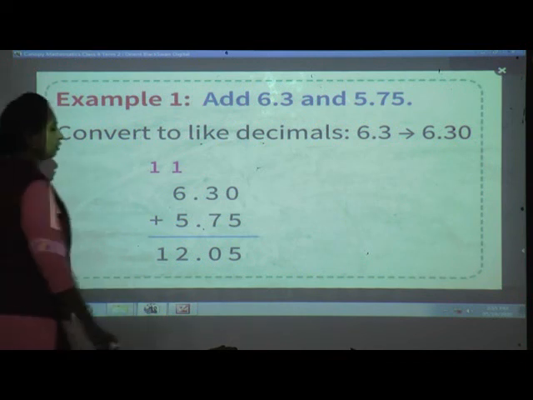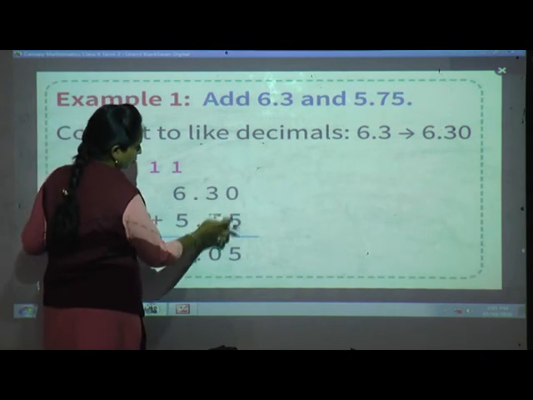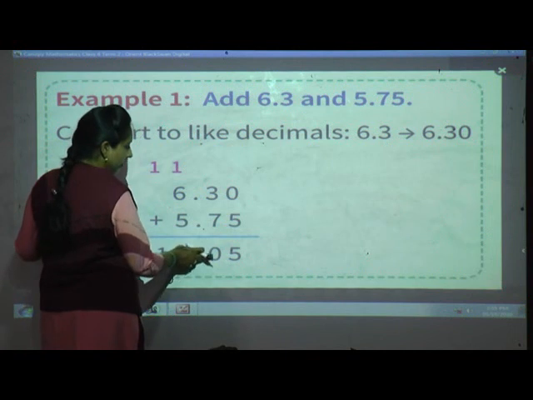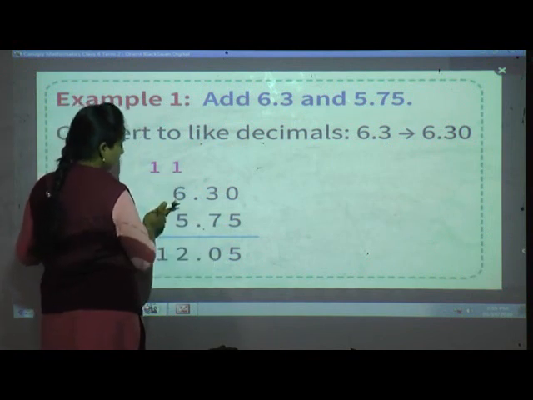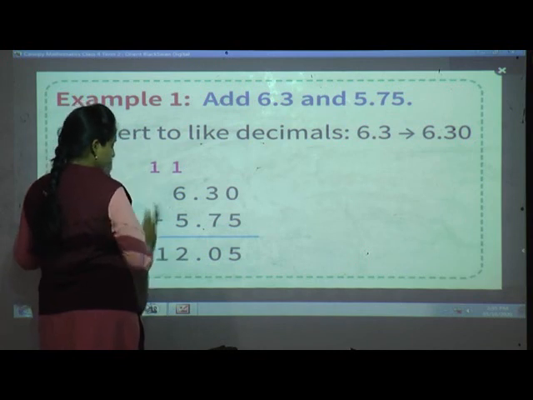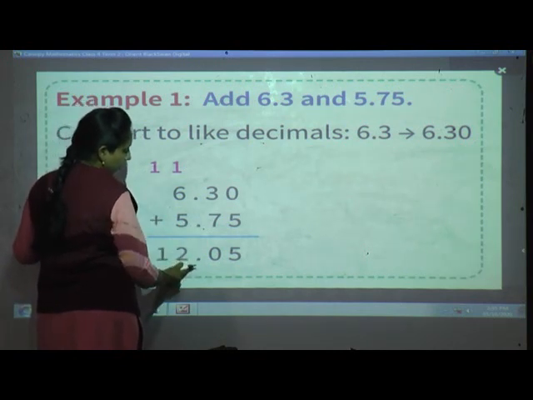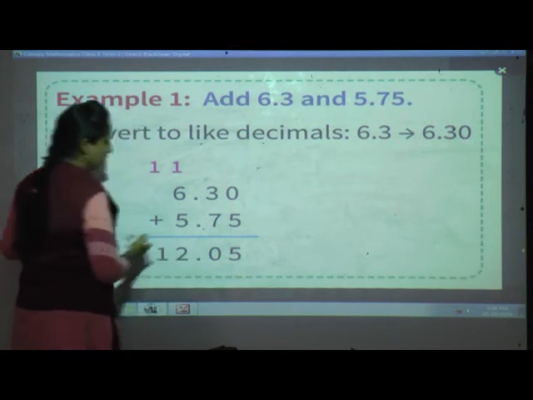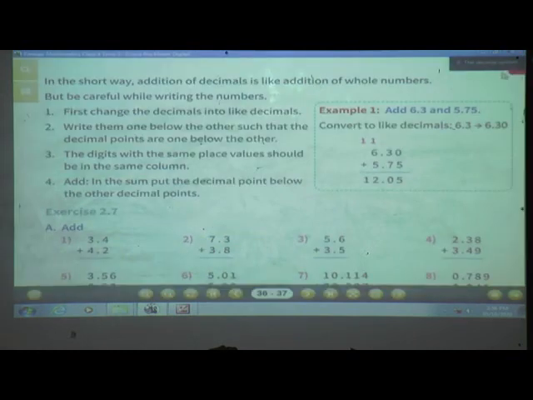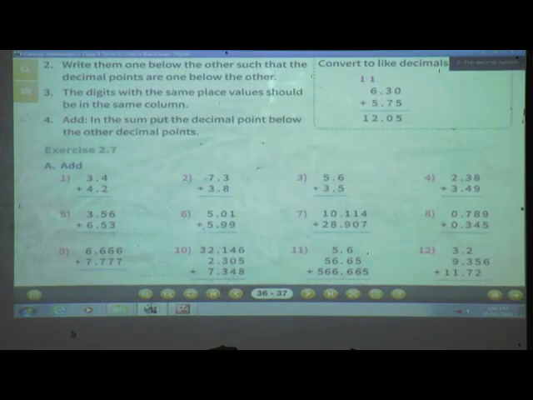Then what you have to do? You have to add the numbers. 0 plus 5 is 5, 3 plus 7 is 10, so 0, carry 1, 1 plus 6 is 7, 7 plus 5 is 12, so 2, carry 1, 1 as it is. Then you have to give the decimal point as it is at the same place. Clear? Yes, very good. Now we will solve exercise 2.7.